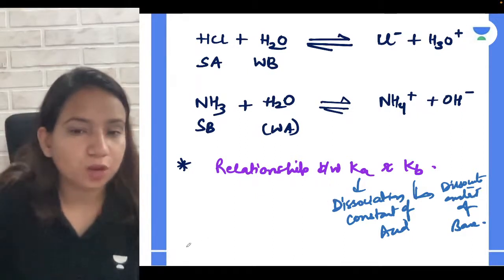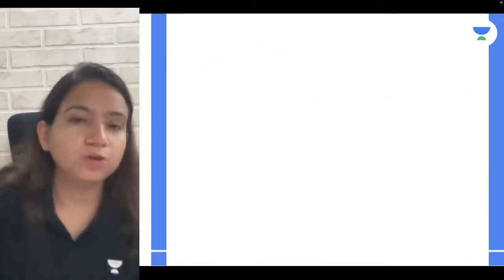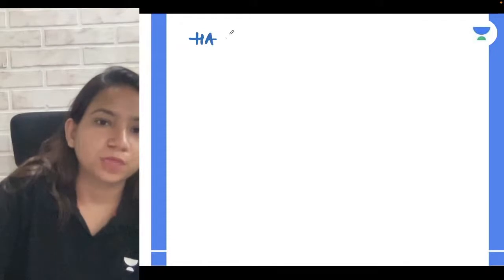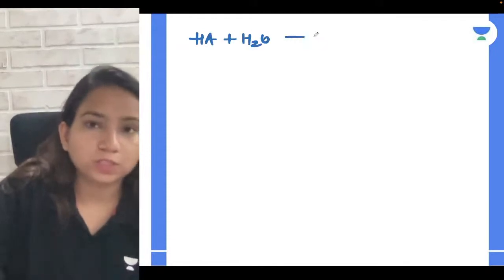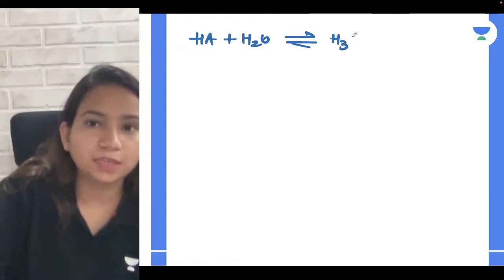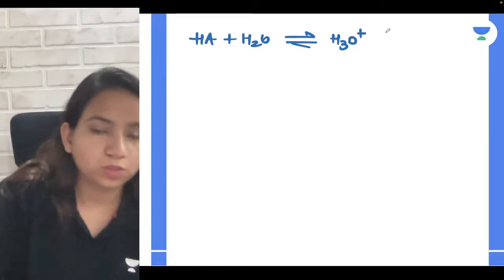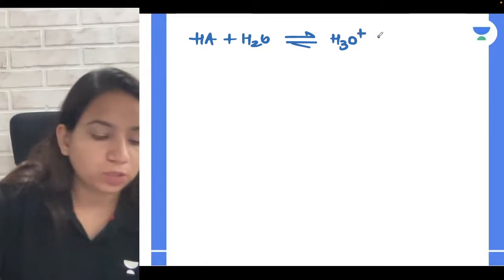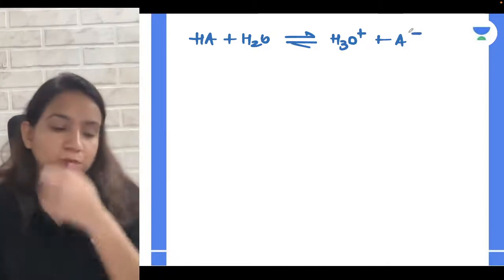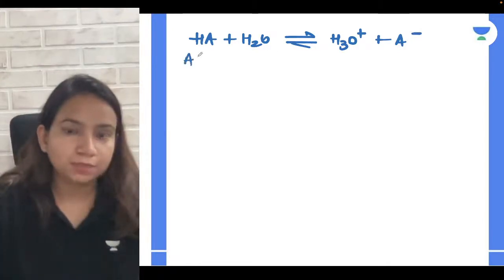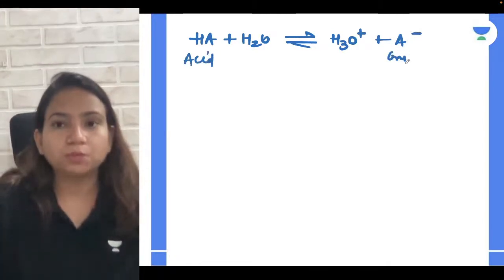Okay, very good. So how can you relate that? Suppose you have an acid HA, and it reacts with water. What is going to happen? The acid is going to lose H plus ion and water is going to act as a base. So what is going to happen? It is going to form a conjugate base here. So this is your acid. The acid will form a conjugate base.